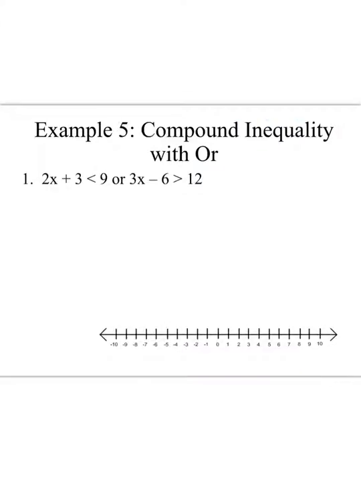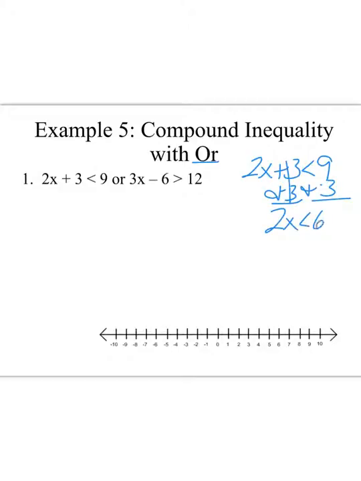There is another type of compound inequality. This one uses the word or, and it's actually really simple because you have each of the equations already separated. So you're just going to solve each one individually. So the first one, 2x plus 3 being less than 9. I'm going to add -3 to each side. 2x needs to be less than 6. Divide each side by 2. X is less than 3.